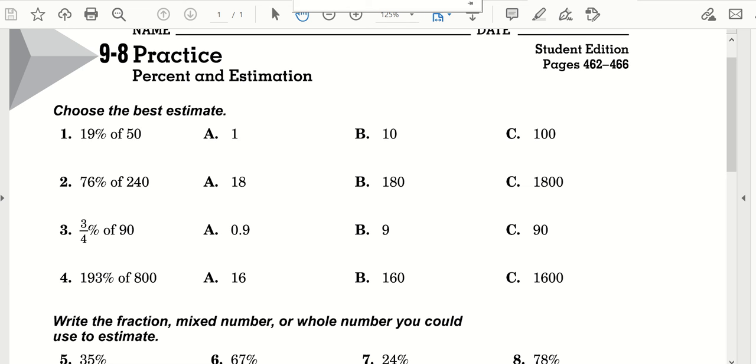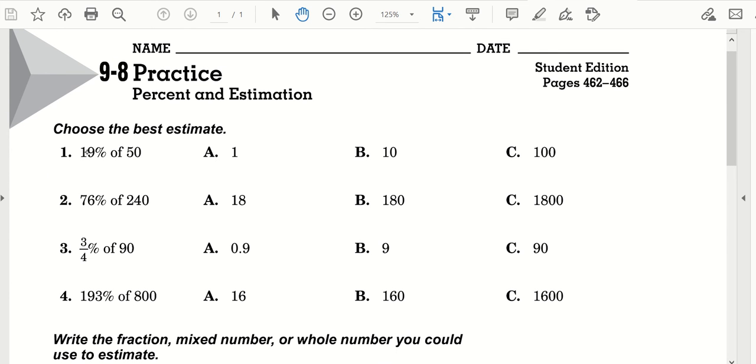We're back. 9.8, estimation. So number one here, choose the best estimate. 19% of 50. So we want two numbers that cooperate well together. Now 19% of 50, those don't get along too well. So what if I were to change it to 20% of 50?